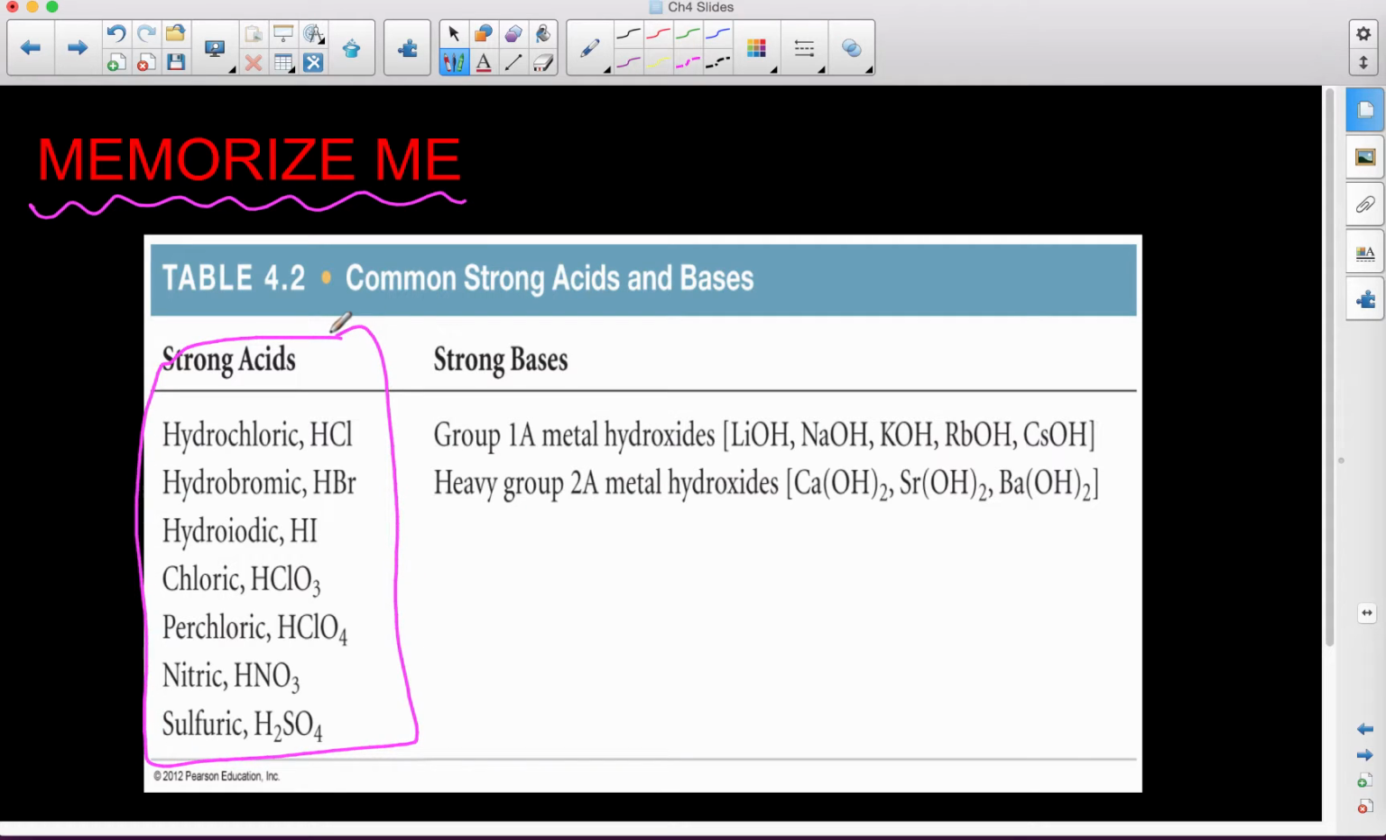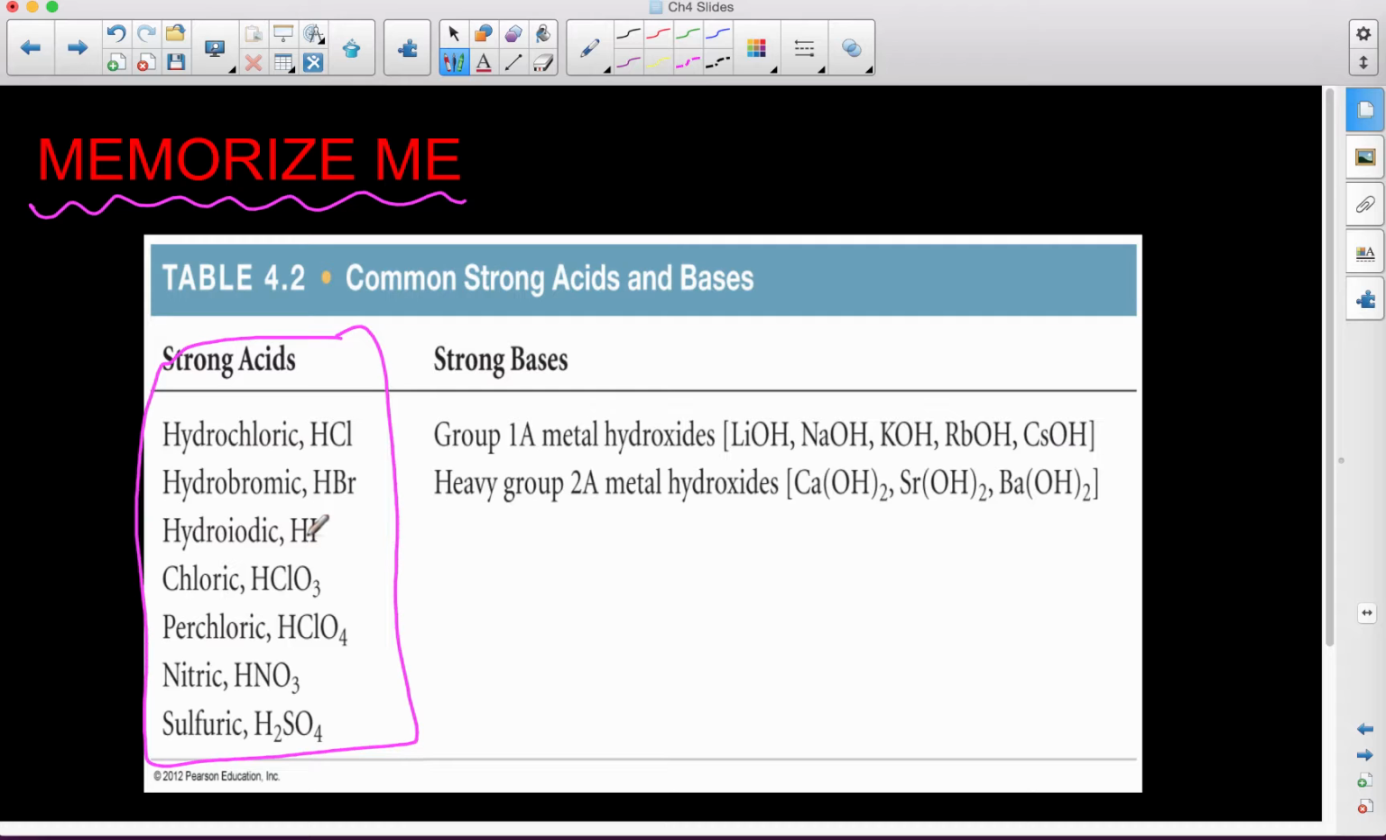Because this is all we have. That's the whole list of strong acids. Okay, not the whole list. There are a couple others, but these are the whole list of strong common acids, okay? Which means that when we get to the other chapter where we talk about weak acids, if it's not strong, it's weak, right? So these have to be memorized, right?